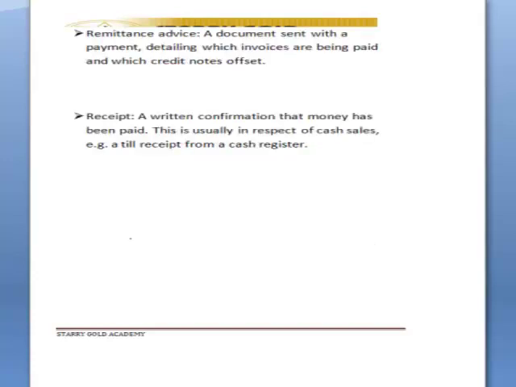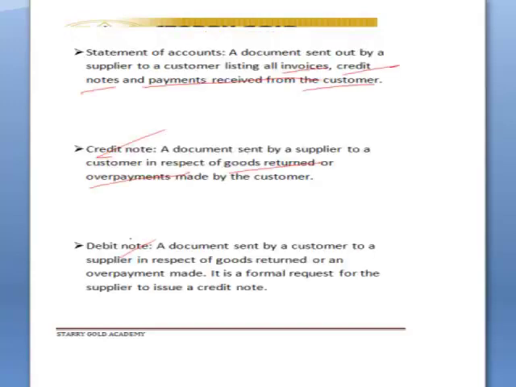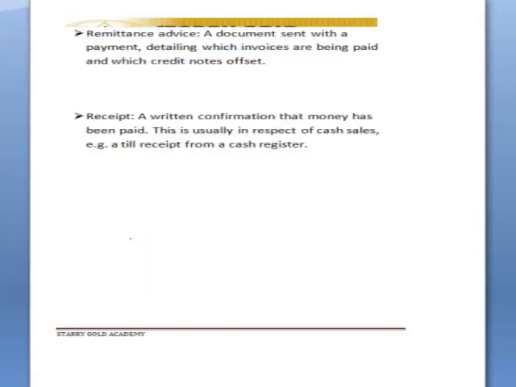Alternatively, a debit note is also issued by a supplier to a customer for underpayment. Also take note of that. Then we have remittance advice, a document sent with payment details showing which invoices are being paid and which credit notes are also offset. We call it a remittance advice.